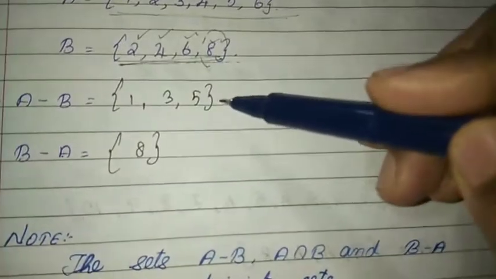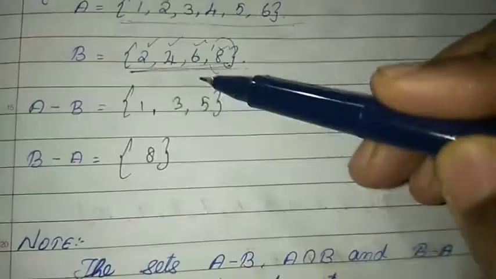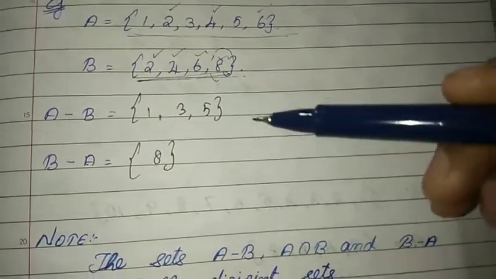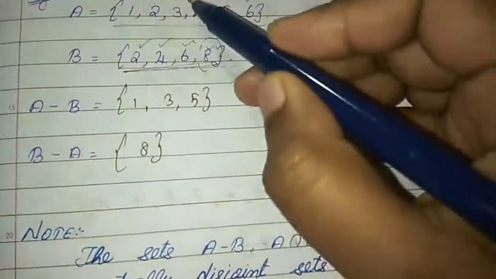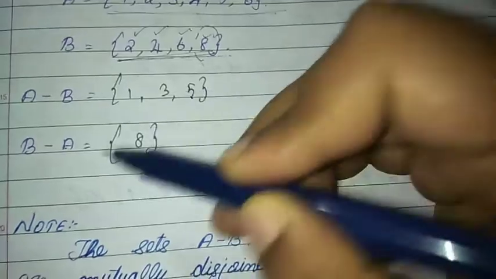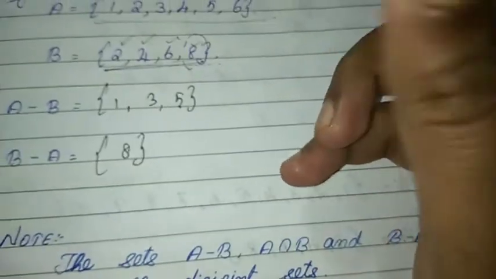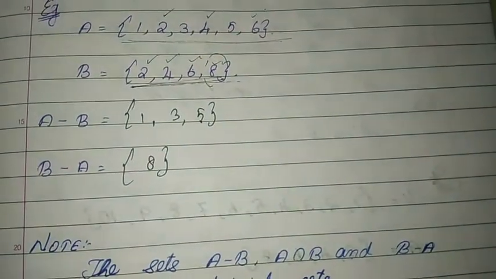That's what I said. No, we will be taking only the elements from set A, and we'll reject the elements which are common in both the sets. So I have taken only 1, 3, 5 and here I have taken only 8. Why? Because the common elements should be rejected.